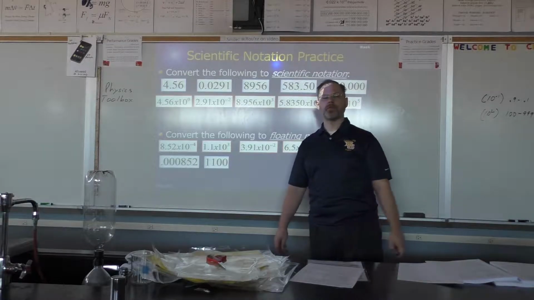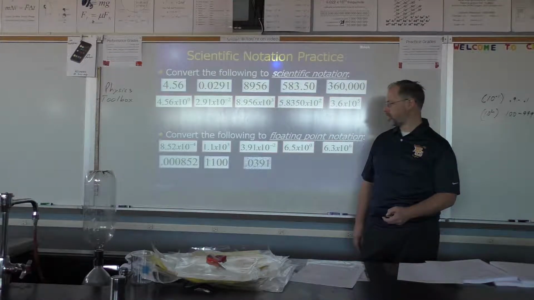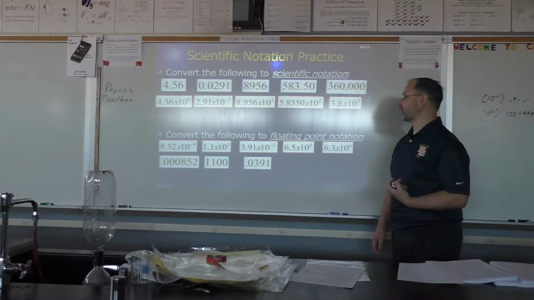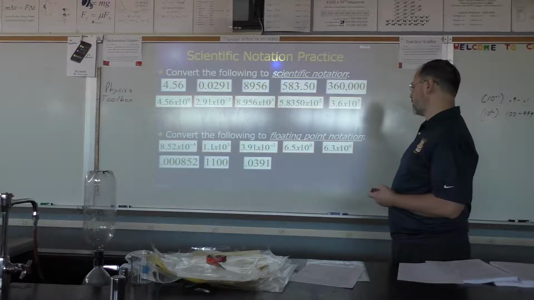3.91 times 10 to the minus 2? Small. You just have to press the button for a long time. Okay, rad. And then 6.5 times 10 to the 0. It's just 6.5, right?